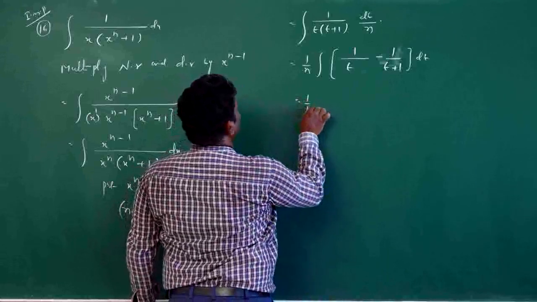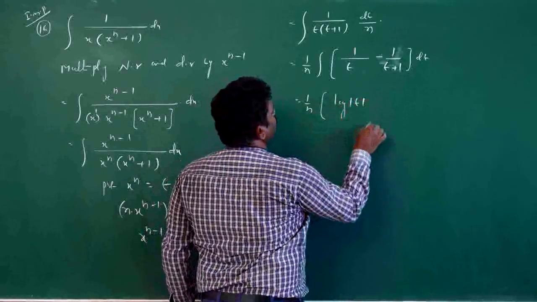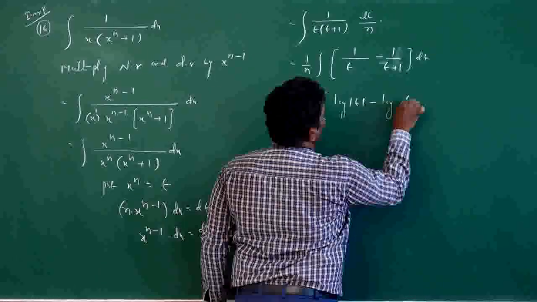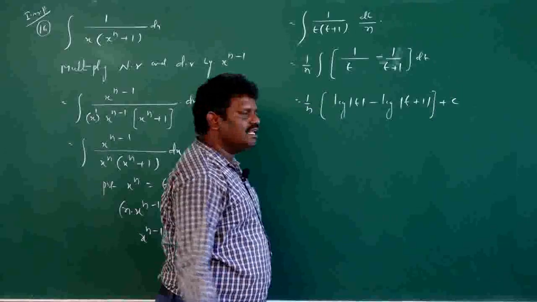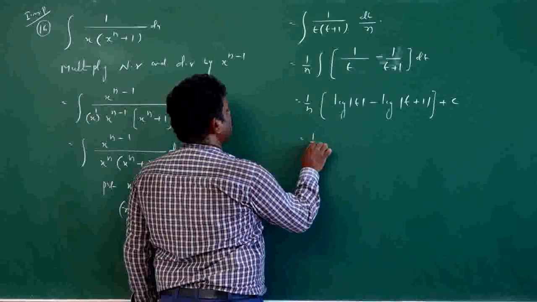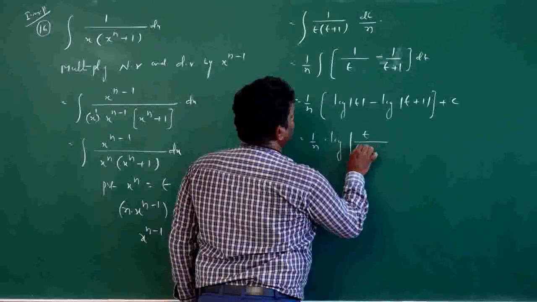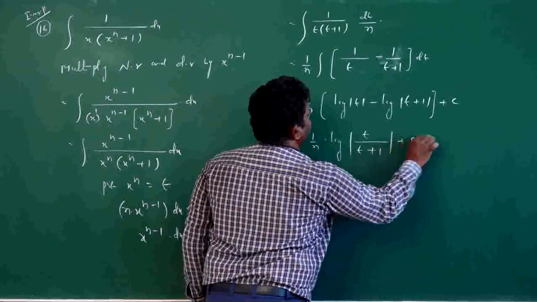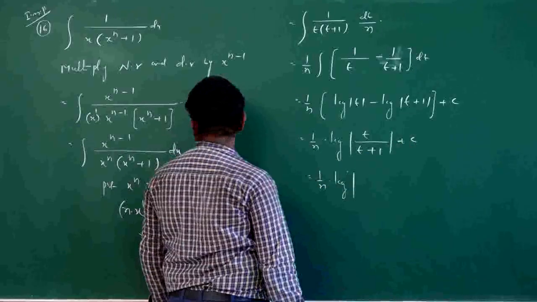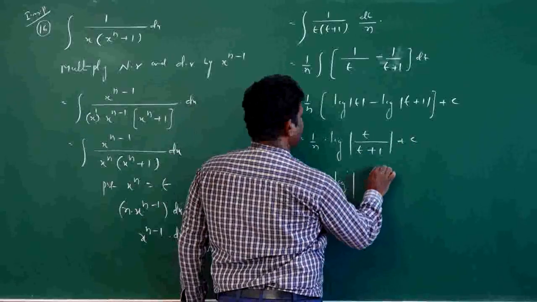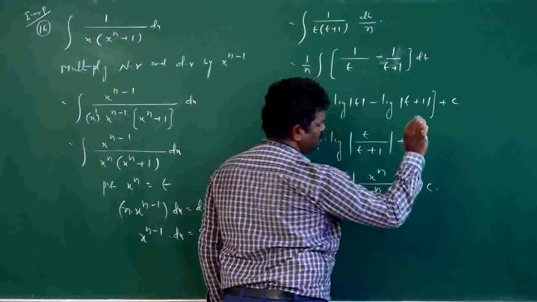That is equal to 1 by n into log of mod t minus log of mod t plus 1, plus c value. Then what we get here? That is equal to 1 by n into log of t by t plus 1 plus c. That is equal to 1 by n log of, t is equal to how much? x power n by x power n plus 1 plus c value.